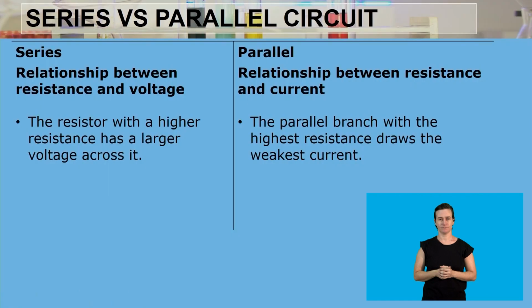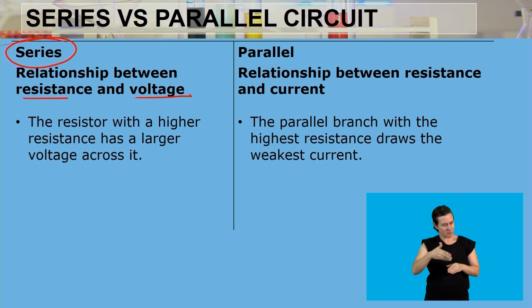Moving on. Now, looking at the relationship between the resistance and voltage when we are connecting in series. The resistor with a higher resistance has a higher voltage across it. As we have said, more resistance means more energy will be required to push an electron from one point to the other point passing through that resistor.